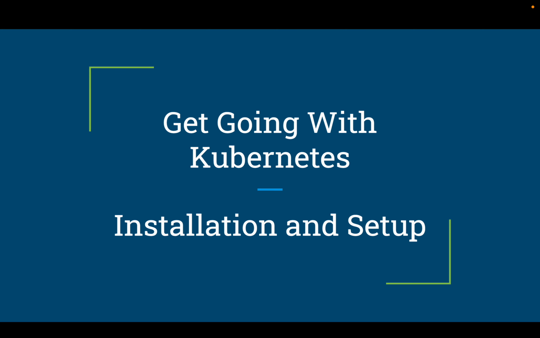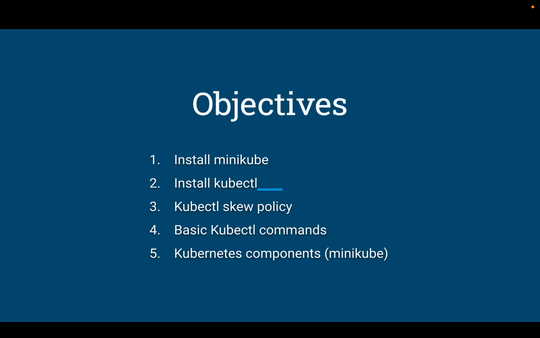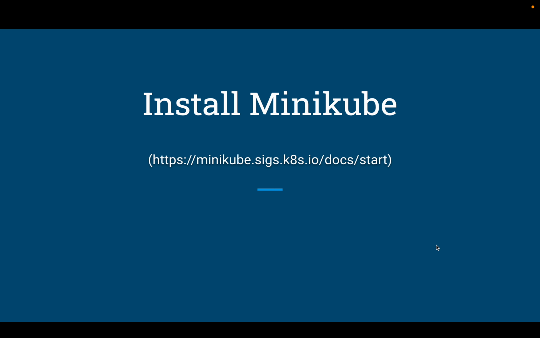I'll be showing you how to set up a Kubernetes cluster, and the first thing we'll do is install minikube. Afterwards, we'll install the command line client called Kubectl, which will help us access the Kubernetes cluster. So I'll start with installing minikube.